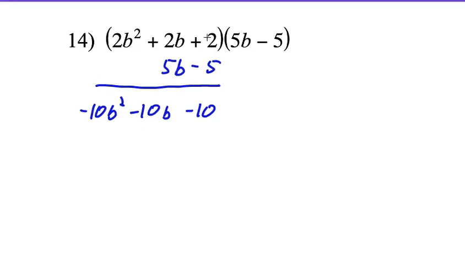Now I'm going to multiply those same three terms by 5b. So 5b times 2, that'll be positive 10b. 5b times 2b, 10b squared. 5b times 2b squared will be 10b cubed.